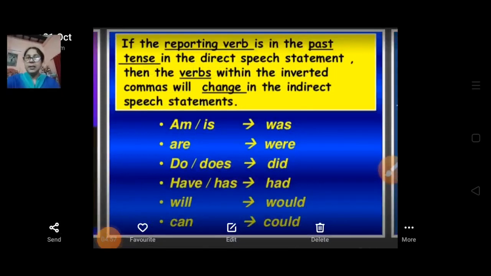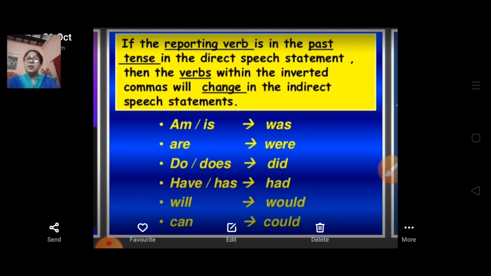Now, children, let's learn what happens if the reporting verb is in the past tense. Suppose it is written, Ram said. So Ram said, here you can see it is in the past tense, said. Now if the reporting verb in the direct speech statement is in the past tense, then the verbs within the inverted commas will change in the indirect statement. This is the rule that you should always keep in your mind.